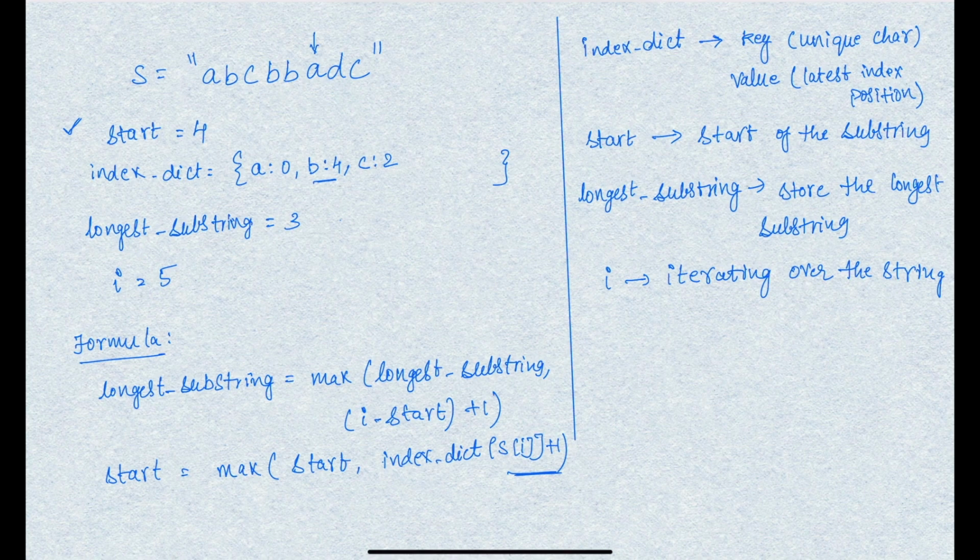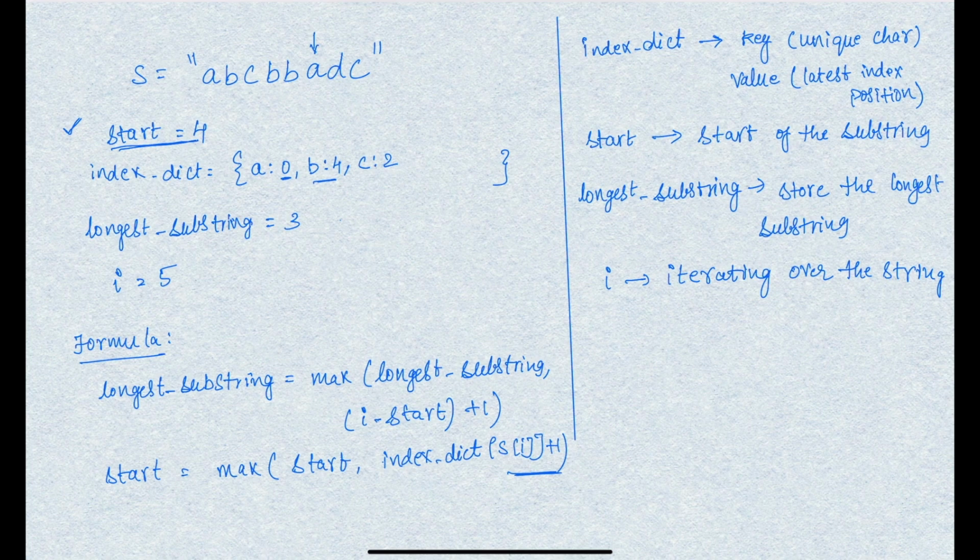We should be updating our start pointer. So our start pointer is going to be the max of start comma index dictionary of s of i plus 1. So it is going to be max of 4 comma a index position, which is 0. So 0 plus 1 is 1. So max of 4 comma 1. So our start value will not be updated. It is still going to be 4.